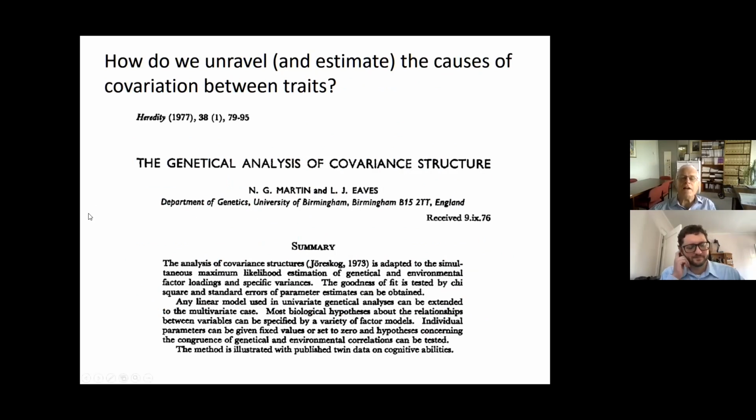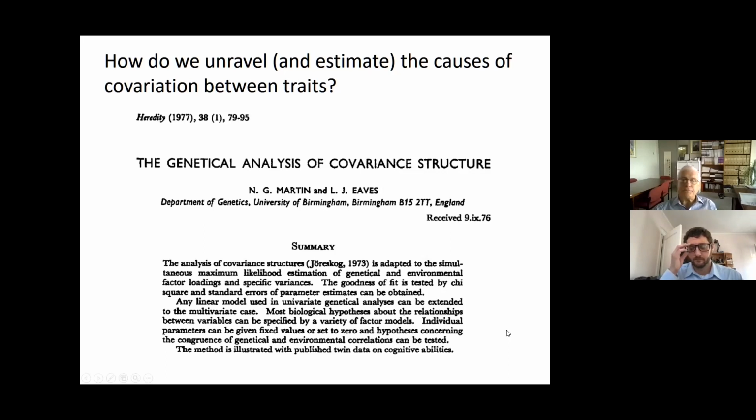All right, the final paper, which in many ways I think is the most interesting to behavior geneticists, is how do we unravel and estimate the causes of covariation between traits. And we all, in our studies, deal with traits that are correlated, and we look at the correlation and say, I wonder why these are correlated. Is this because all of these are caused by the same genes or the same environmental factors or some combination of both? Or could it be that trait A causes trait B or vice versa? This is almost the core of biostatistics in our game. We try to understand the causes of covariation between different traits.